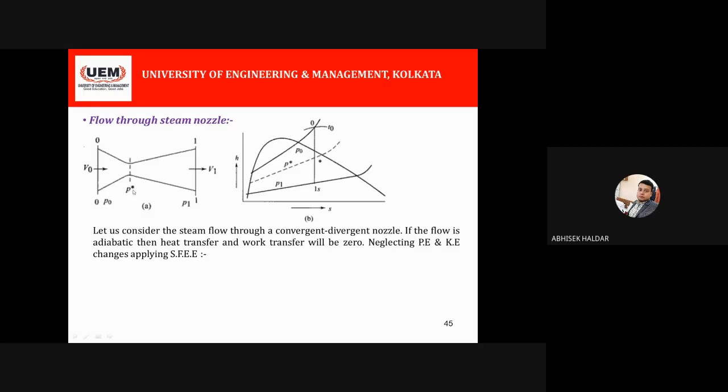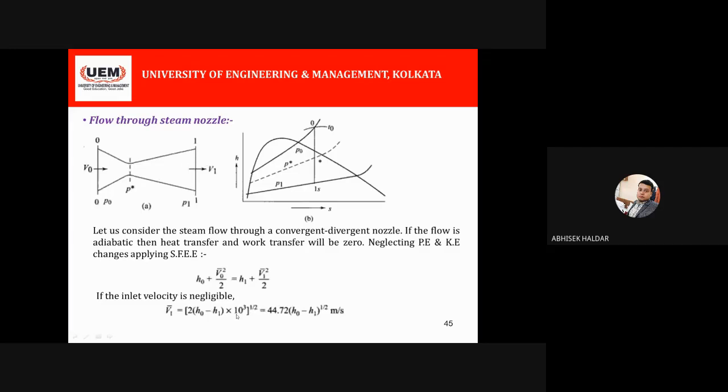We are also considering that this nozzle is insulated, so the heat transfer is negligible. Neglecting potential and kinetic energy changes, we can write the steady flow energy equation: H0 at the inlet, plus V0 squared by 2, is equal to H1 plus V1 squared by 2. As I told you, the outlet velocity from the nozzle is very high compared to the inlet velocity, so we can neglect this inlet velocity V0. If we neglect this, we will get the expression of V1 in terms of enthalpy.